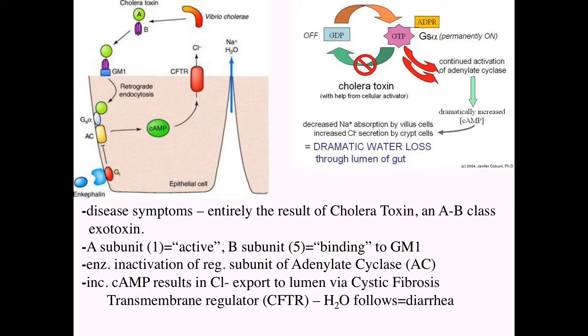But the cholera toxin exists as two different proteins, the A protein and the B protein. And A and B actually stand for something. You're not just saying, let's call one A and one B. A stands for active, and B stands for binding.